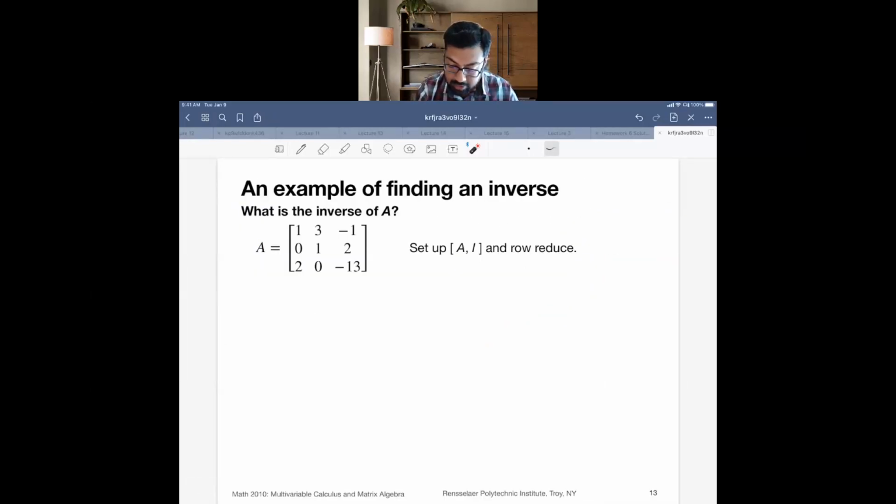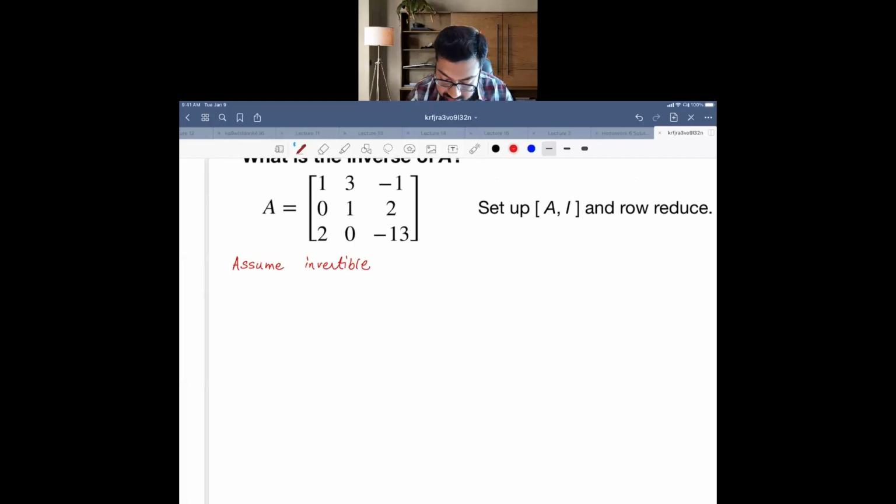So an example to find an inverse. I'm given a 3 by 3 matrix A. I'm assuming that it is invertible. Actually, let me just tell you guys how to find the inverse of this. Very quickly, we can validate that.